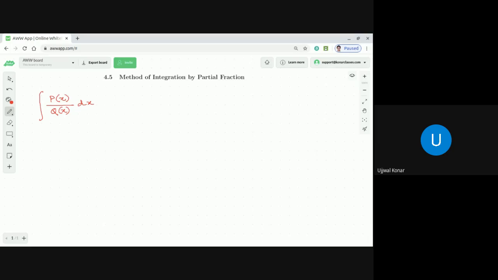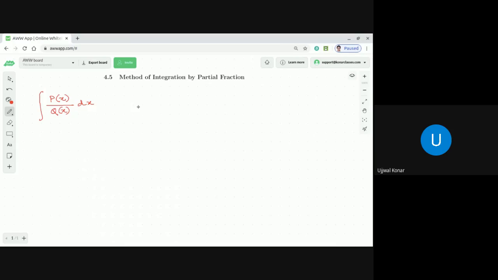Now, that is called a rational fraction. Got my point, dear students? That is actually called a rational function. Correct? So this is a rational function. Now, that rational function, p(x) by q(x), is known as a proper rational function or an improper rational function depending on the relationship between the degree of p(x) and q(x).